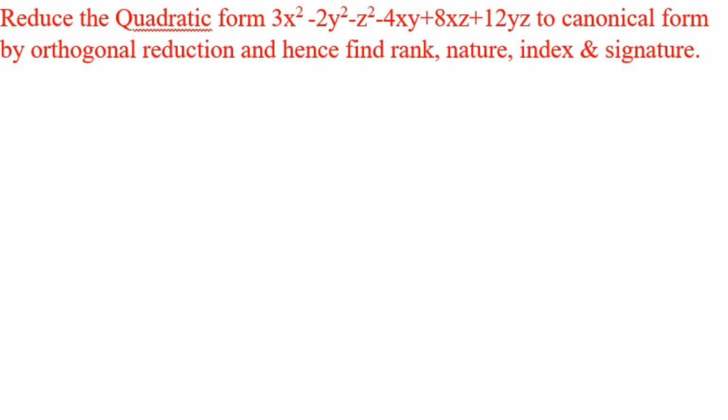Reduce the quadratic form 3x square minus 2y square minus z square minus 4xy plus 8xz plus 12yz to a canonical form. First of all, we will consider x, y and z.